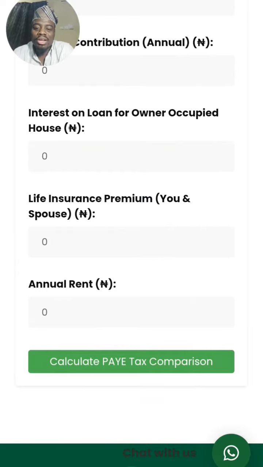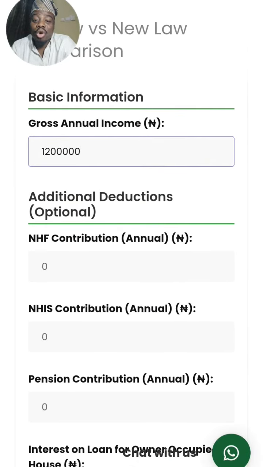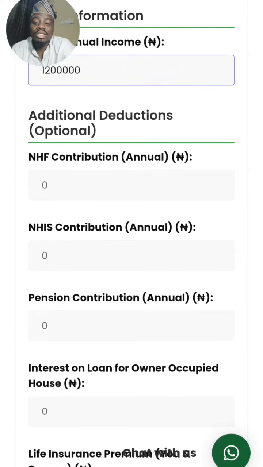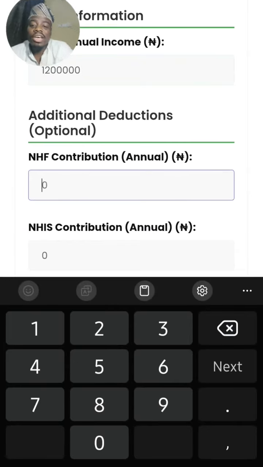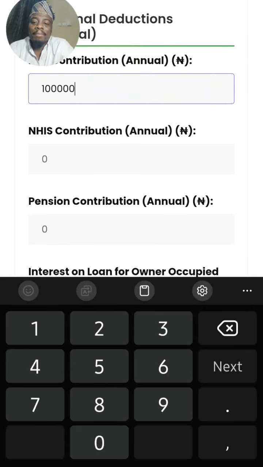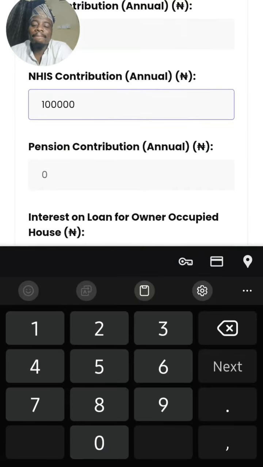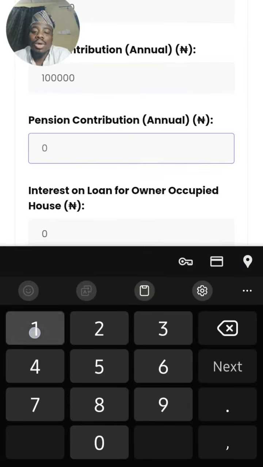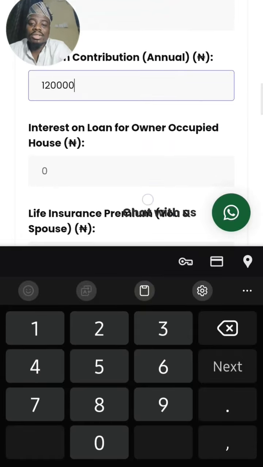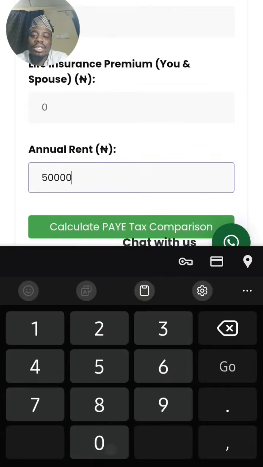I'm sure many people don't have life insurance and interest on loan yet. So let's use the common one. The common one mostly is for somebody that has NHF. Let's say your NHF in a year is 100,000. So probably you are paying somewhere around 9,000 a month. Then your NHIS is also 100,000 in a year. Then pension contribution, let's make that like 120 in a year, so probably you're paying 10,000 naira. Then loan, let's leave loan and life insurance. Then your rent is now 500,000 naira.